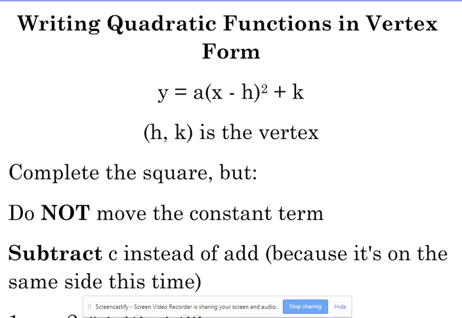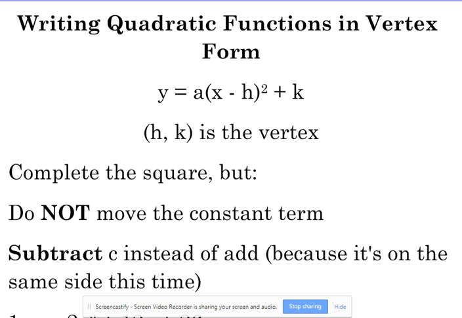Well, it turns out that we can write them in a form that will allow us to determine the vertex just by looking at its equation, which we couldn't do before. We could figure out the axis of symmetry, which was part of the vertex, but figuring out the y-intercept, we had to plug it in. In vertex form, what we're looking at here, y equals a times x minus h squared plus k.